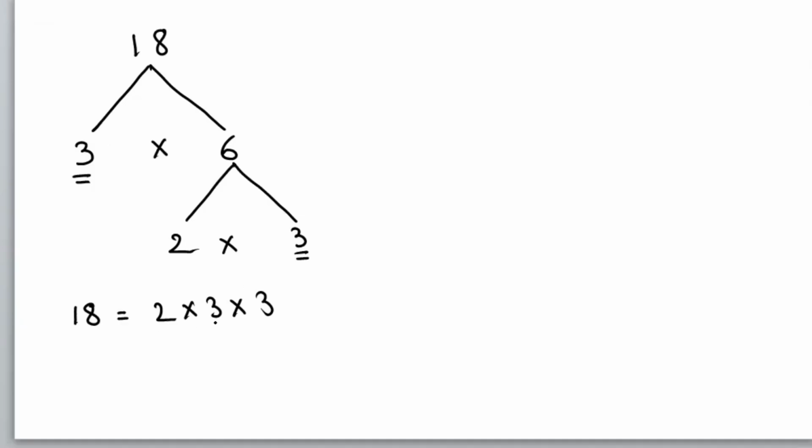So 2 times 3 is 6. 6 times 3 equals 18. This is the prime factorization of 18. Let's take another. This is 20. We have to find the prime factorization of 20.